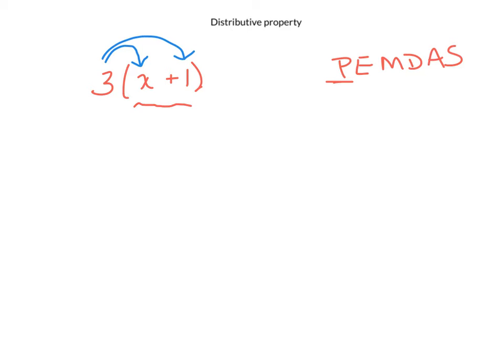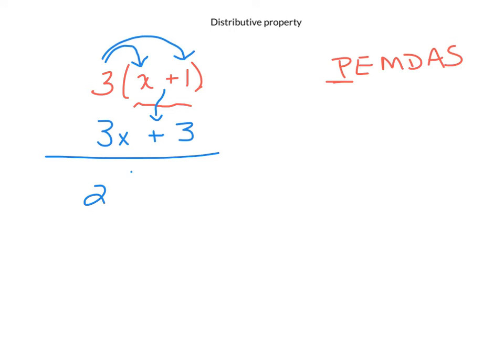So we do the 3 and we're going to multiply it with the x. 3 times x just turns out to be 3x. I'm going to bring that plus sign down, and then I multiply the 3 with the 1, and 3 times 1 just gives us 3. So we've distributed it through. Okay, let's try another one.